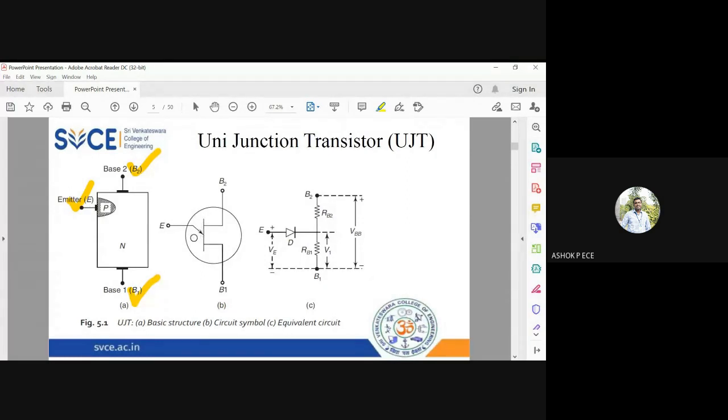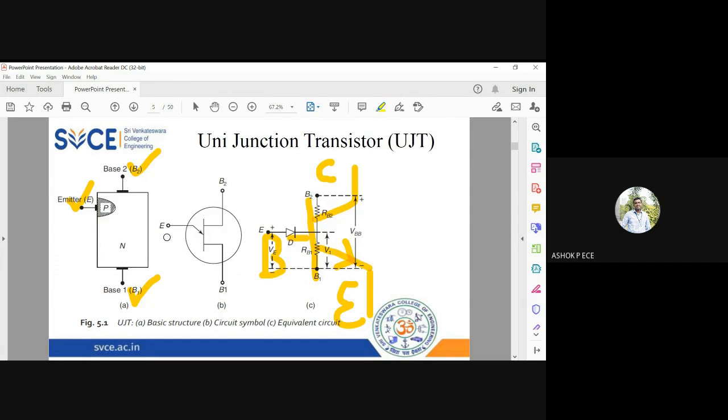So usually for BJT, the diagram will be like this. We have seen the symbol for BJT is like this, right? So this is going to be emitter, this is going to be collector, and this is going to be base. But I'm going to make a slight change here. Since I have emitter and base 1 and base 2, emitter will be coming here, base 1, base 2, and emitter terminal is slightly bent.